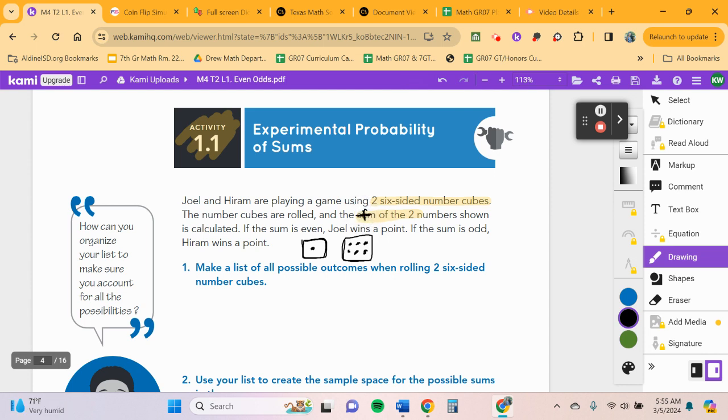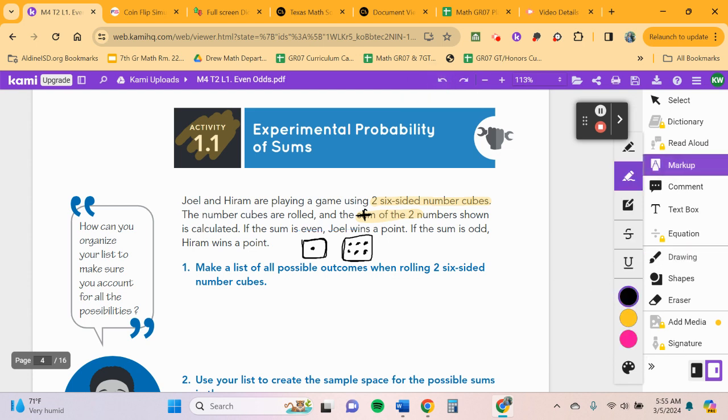All right. If even is rolled, Joel wins a point. Let's highlight him in blue. So if even, Joel wins a point. And if it's odd, let's just do orange. If it's odd, then Hiram wins a point.